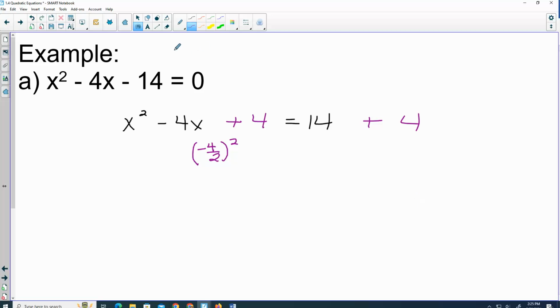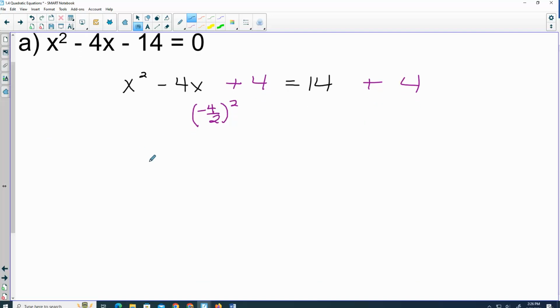Then we need to factor. What two numbers multiply to 4 and add to negative 4? Negative 2 and negative 2. So I could write that as x minus 2 squared equals 18. Notice, negative 4 divided by 2 was negative 2. This is negative 2. Whatever that number was before you squared it is what's going to be here.